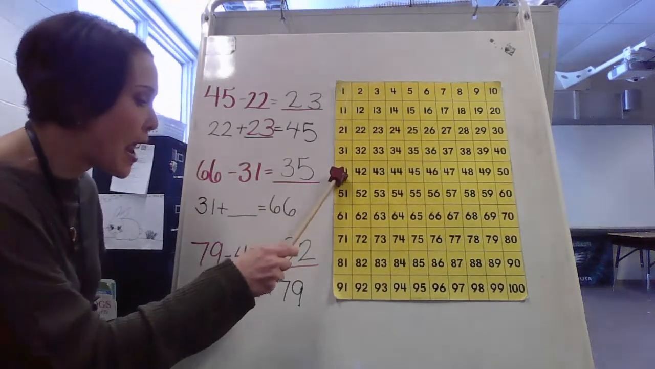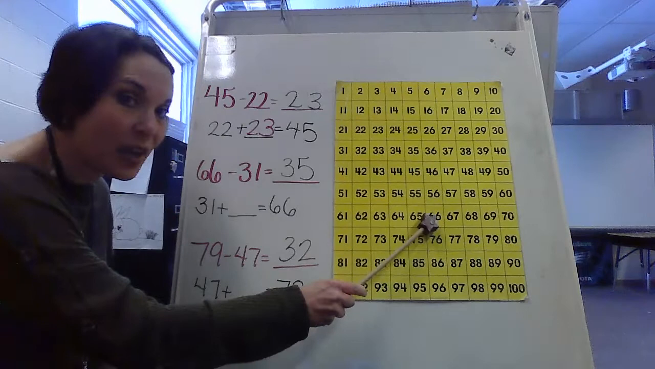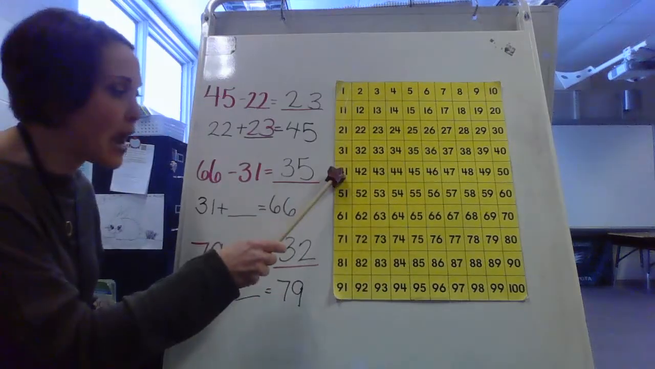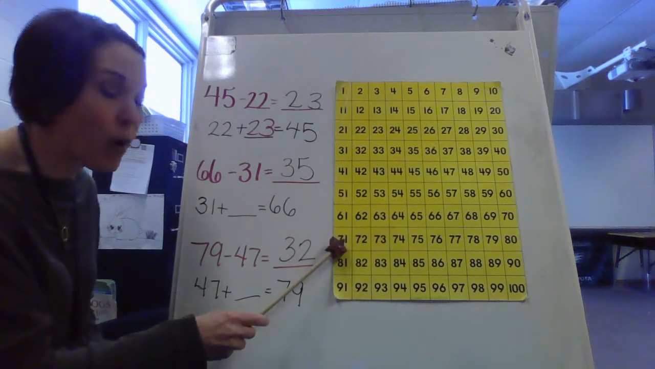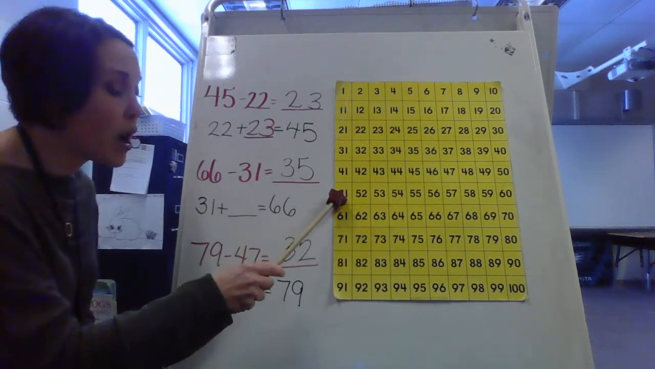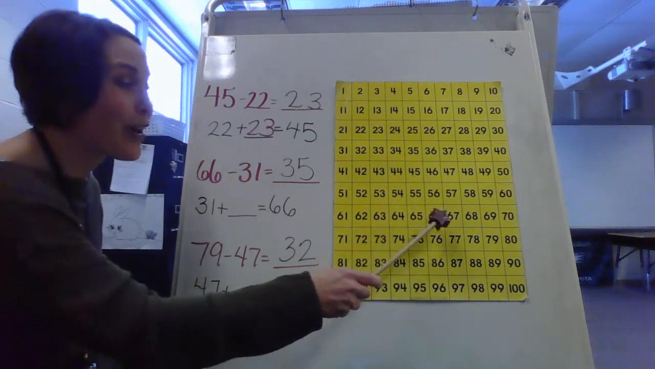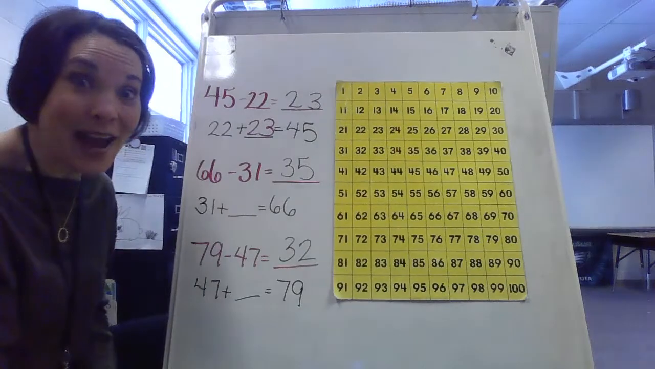31, and I want to head down to see how far I'm going to get. I have to go to 66. So I don't want to go over. So here I'm at 10, 20, 30. I don't want to go 40 because it's going to take me to 71. So 10, 20, 30, 31, 32, 33, 34, 35. So therefore, see, we got it.